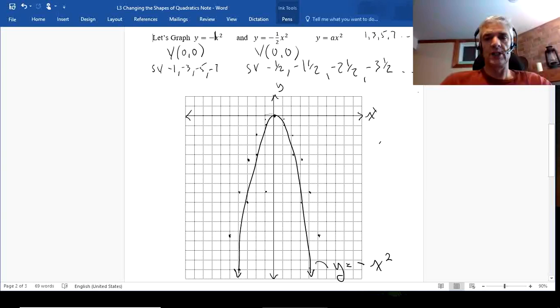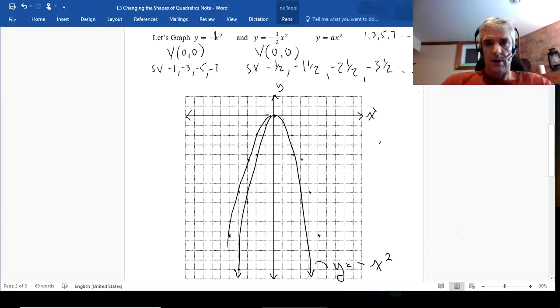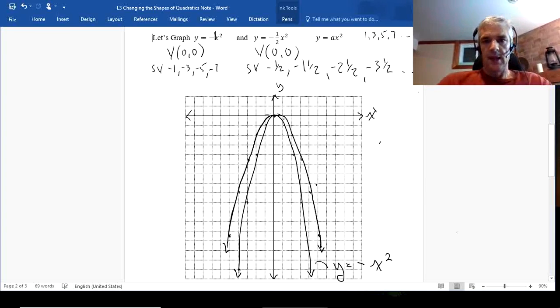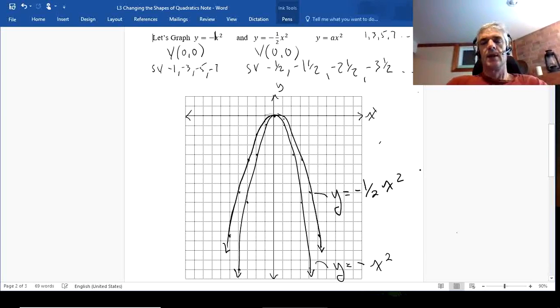Notice always these points are directly across from each other, and now I can graph this shape here like that. I lifted my pen, so it never looks as good when you lift your pen. And then we'll label that y equals minus 1/2 x squared. Okay, now we can put all this together with the shifting of the vertex and the changing of the shape.